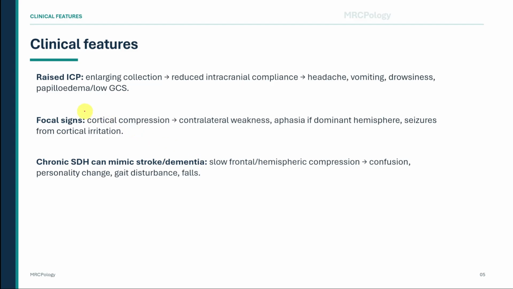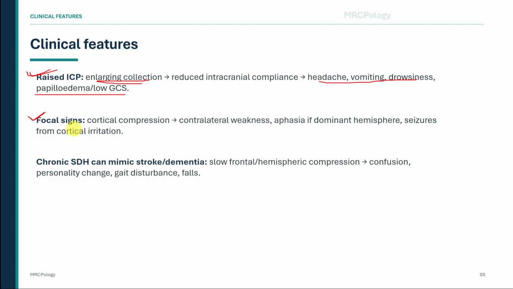Clinically, subdural hemorrhage has three main patterns to recognize. First, raised intracranial pressure. As the collection enlarges, intracranial compliance falls. This causes headache, vomiting, drowsiness, papilloedema, and a reduced Glasgow coma score. Second, focal neurological signs.